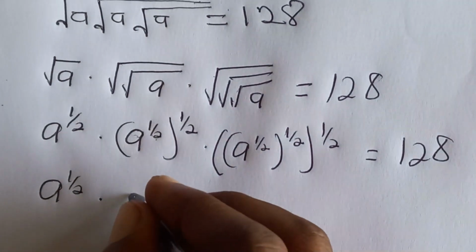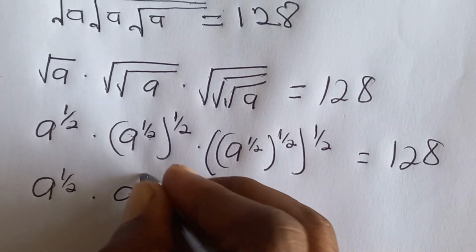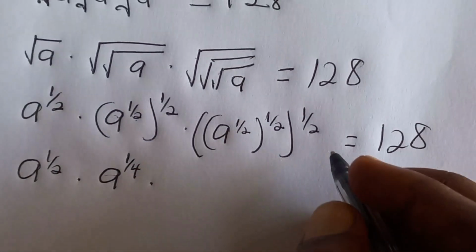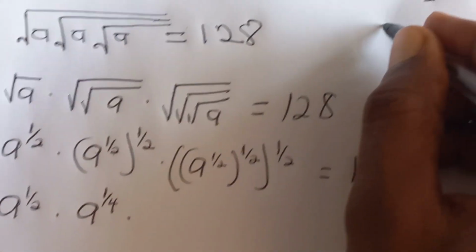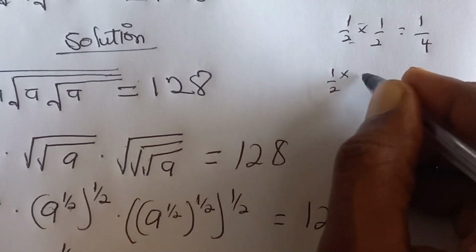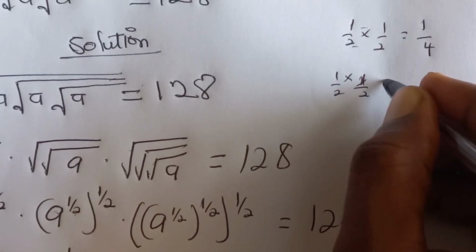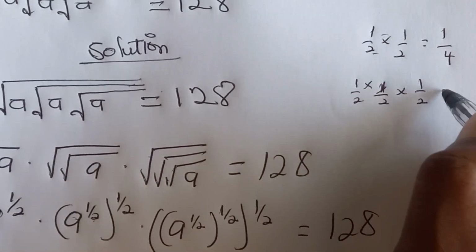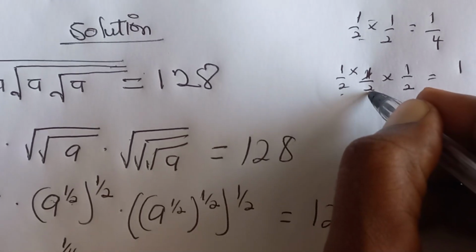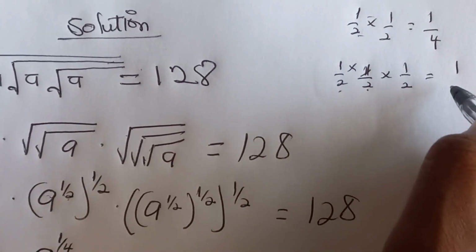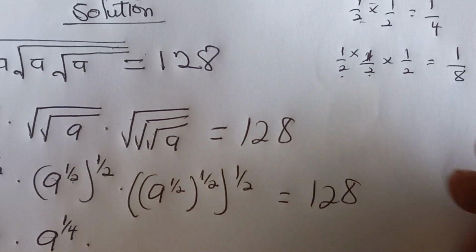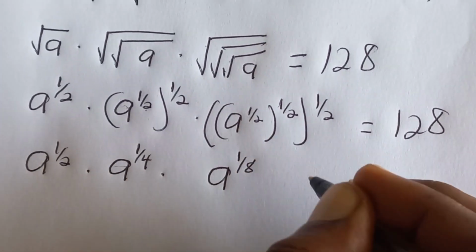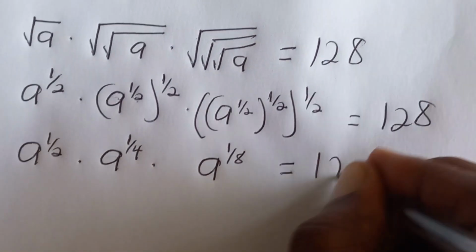Now, A power half times this one is 1 over 2 times 1 over 2, so we have A exponent 1 on 4, multiplied by this one too: 1 times 1 times 1 is 1, and 2 times 2 times 2 is 8. So we are going to get A exponent 1 on 8, which is equal to 128.